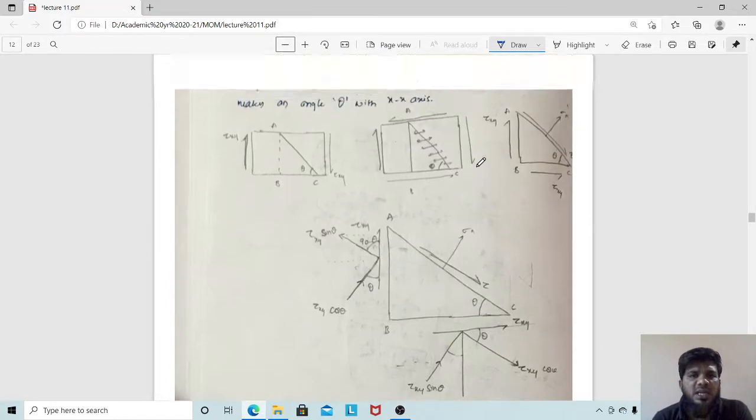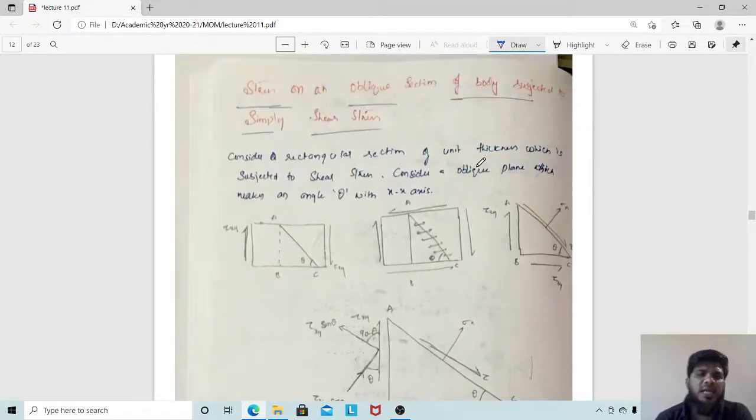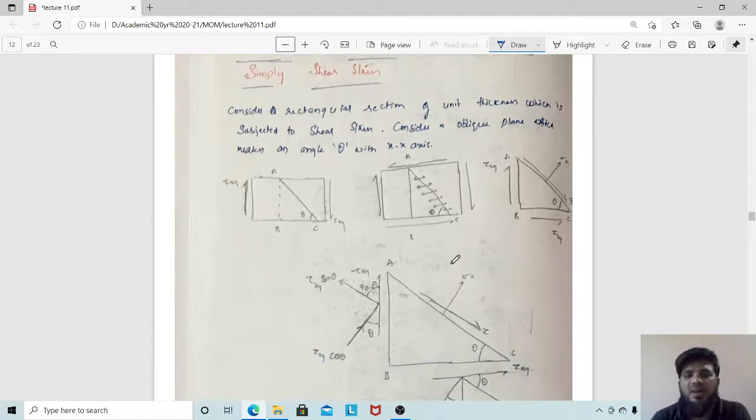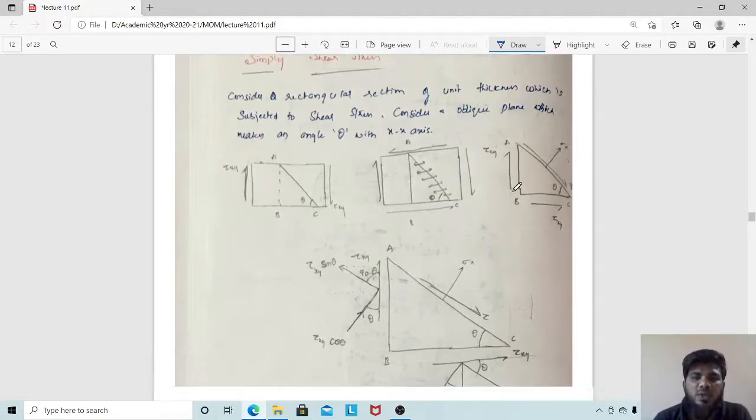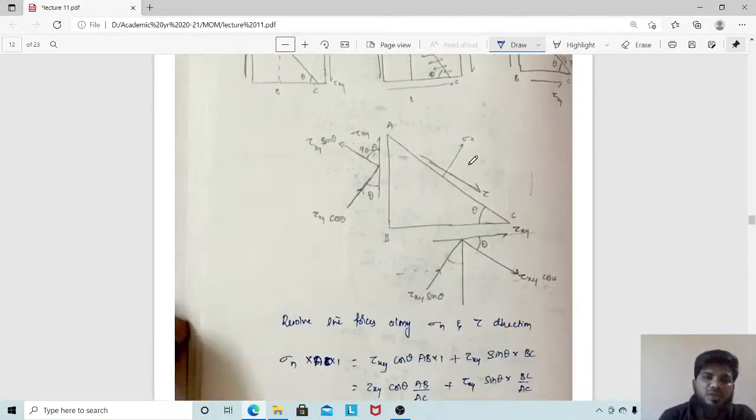same case, but here we are having only shear stress. Instead of having a direct stress and a shear stress, we are having only shear. So already we have discussed when shear is acting, we have to consider like this, two opposite stresses. We have considered that, take the oblique plane ABC. So when you consider the oblique plane, you have to resolve the forces along sigma n and tau direction.